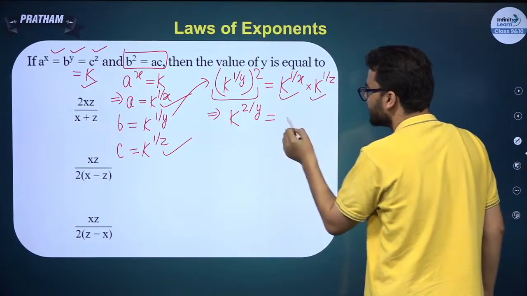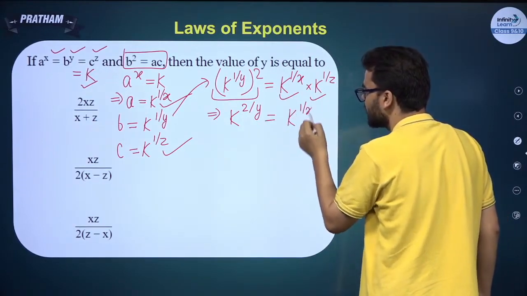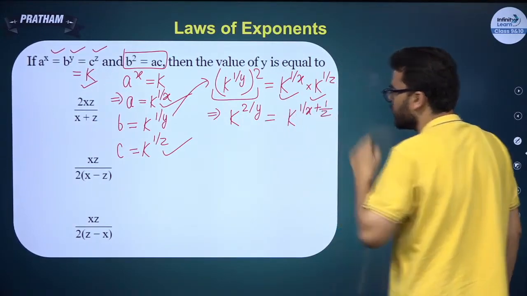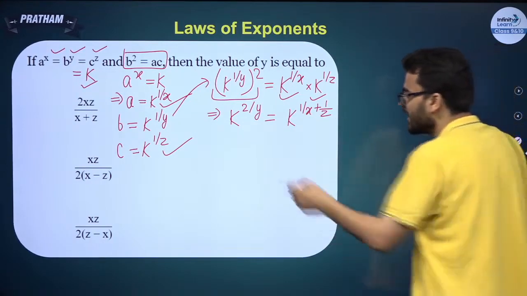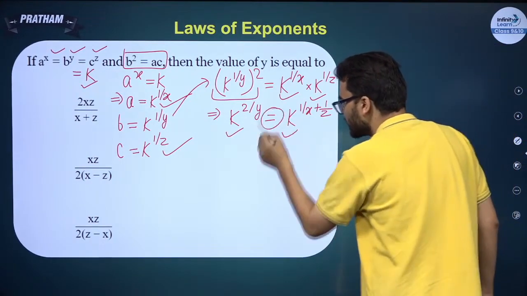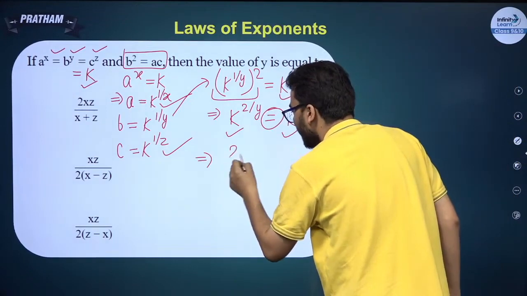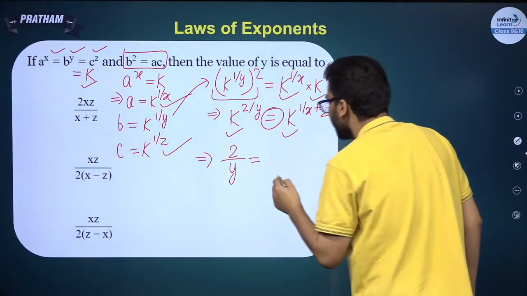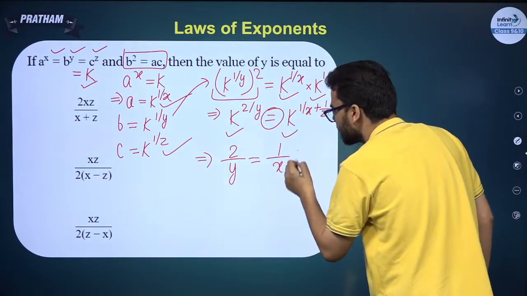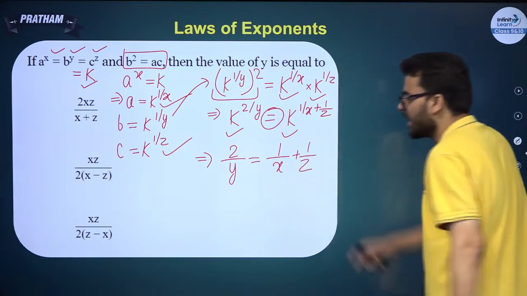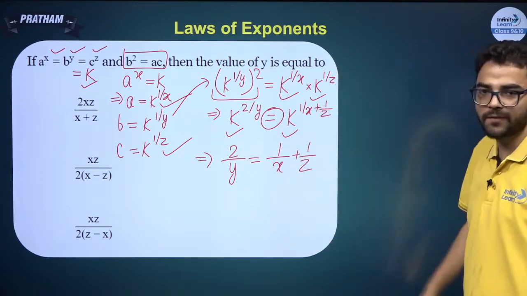Over here the same base is there, so you can add the exponents 1 by x plus 1 by z over here. So what can I say? Same base, equal to sign, so I can just equate the exponents. 2 by y is equal to 1 by x plus 1 by z. So from here you have to find y in terms of x and z.